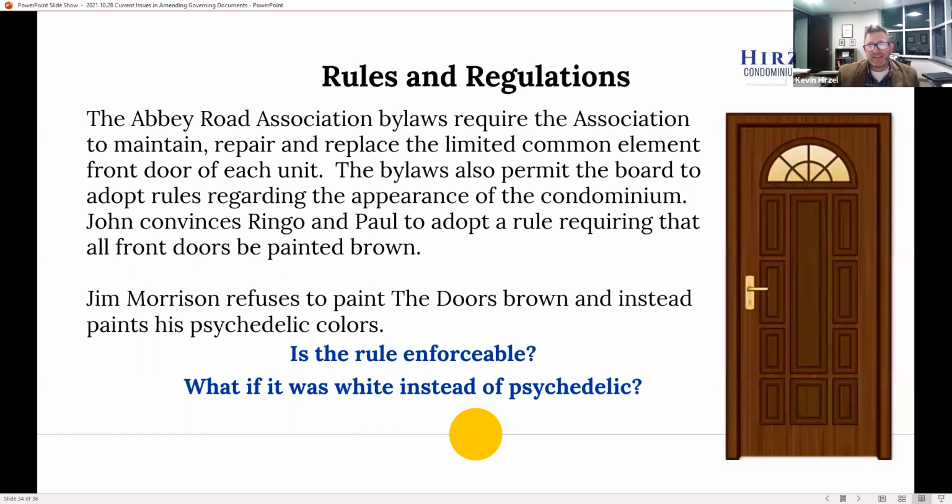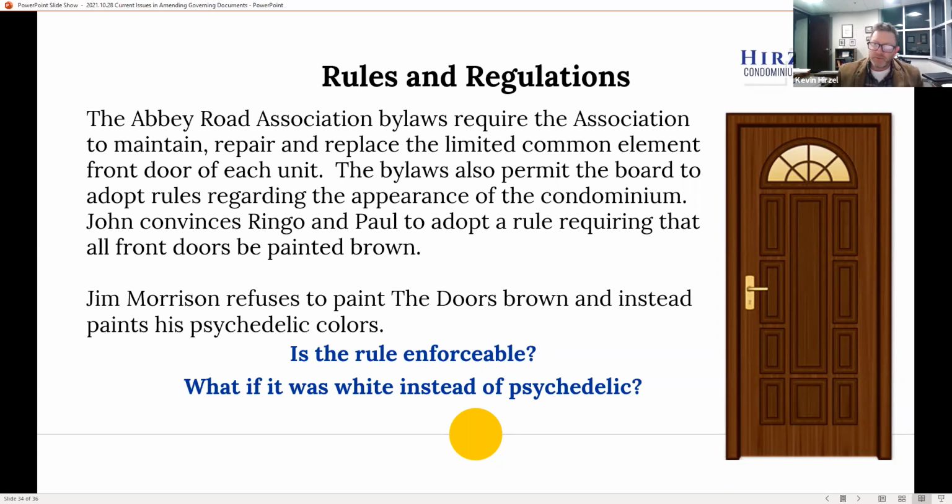All right, so this setting is kind of easy because it's psychedelic. From a standpoint, you would hope that the association has the ability to say no. So in that setting, we know at least that he'd be able to prevent it from being painted a psychedelic color. And in that setting, I would expect that the brown would be enforceable. So let's take it another step.